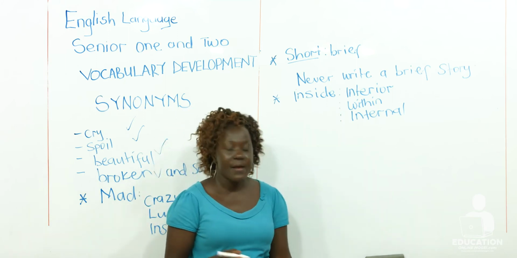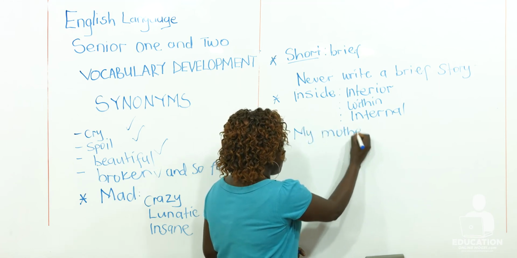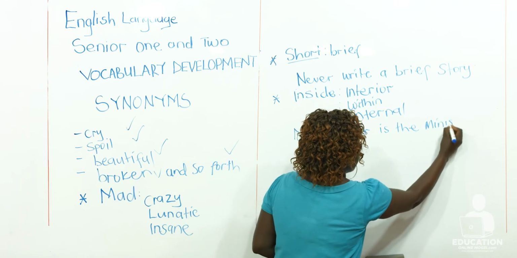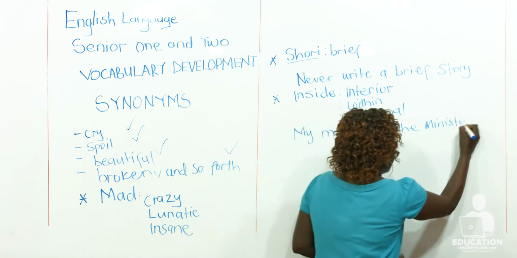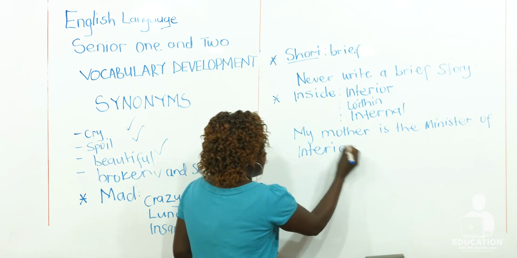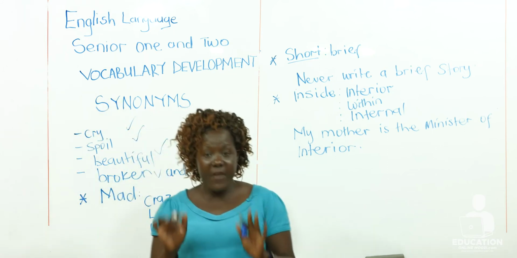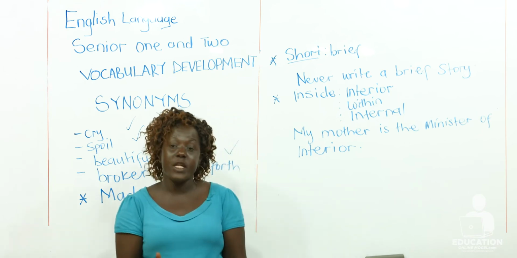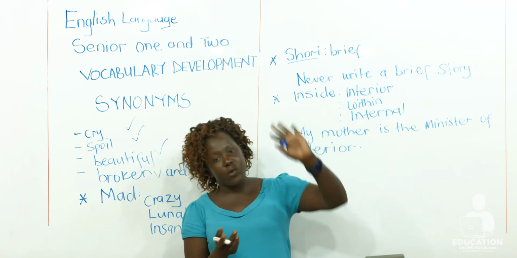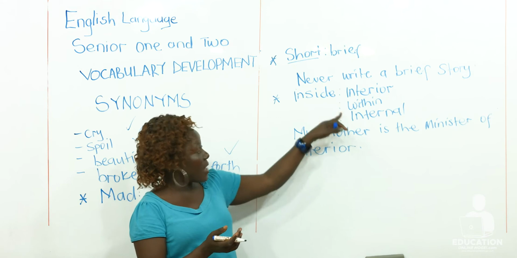Start with number 1. My mother is the minister of interior. This means she's not the minister of affairs, which is outside, but the affairs of the home country, within that particular country. So it is inside that country, not connected to outside world. That's why we are saying my mother is the minister of interior. Then let us look at within.